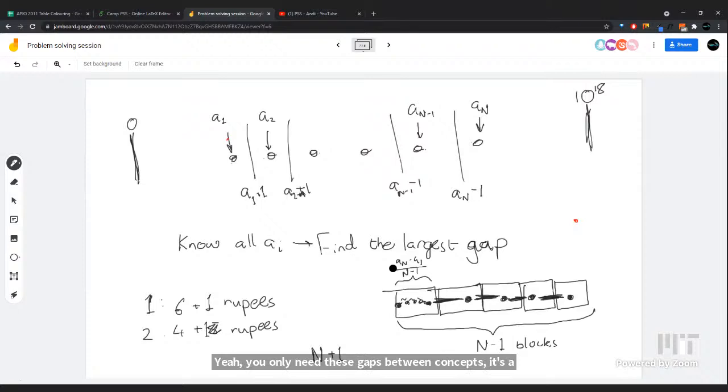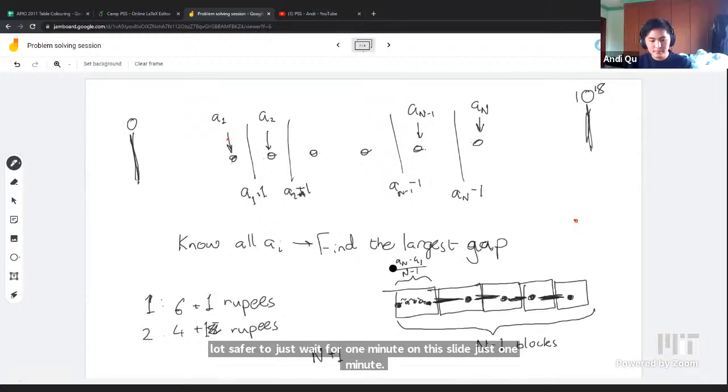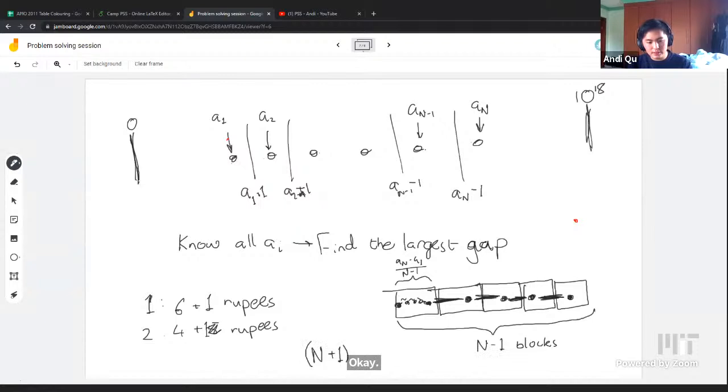Just 1 minute. Okay. So the cost in total is n plus 1 plus n plus n minus 1, which is 3n.